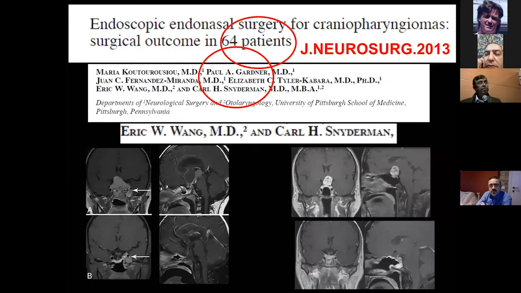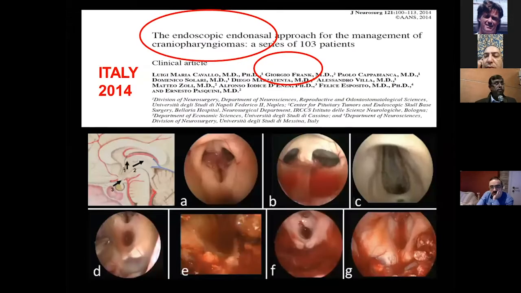Another paper from Gardner and Snyderman from the School of Medicine of Pittsburgh, Pennsylvania. You can see the before and after via endoscopy. So whether you are doing it by microsurgery or by endoscopy, the aim is radical excision.